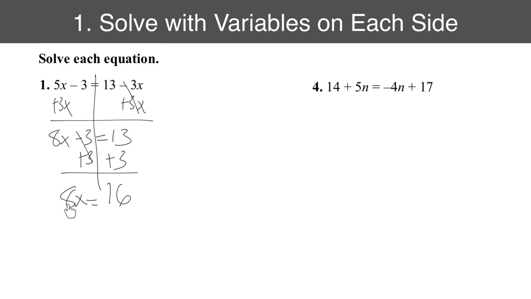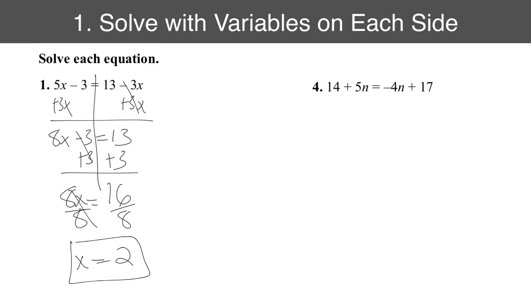And to finish it off, 8 times x, so we would divide by 8 to move it, and we get x equals 2, because 16 divided by 8 would be 2. So that is how you solve with variables on each side. Let's try it one more time over here on number 4.